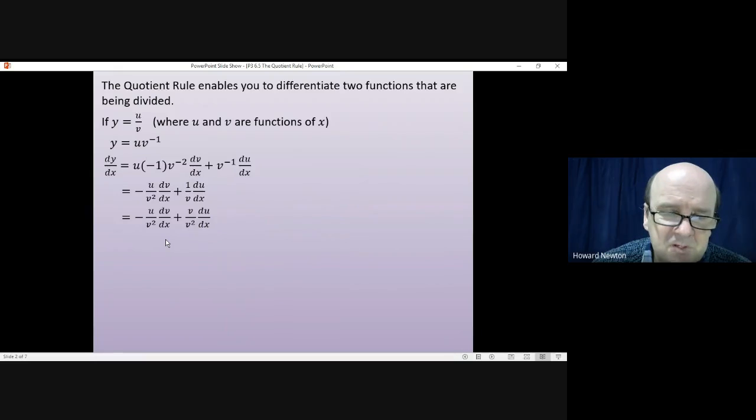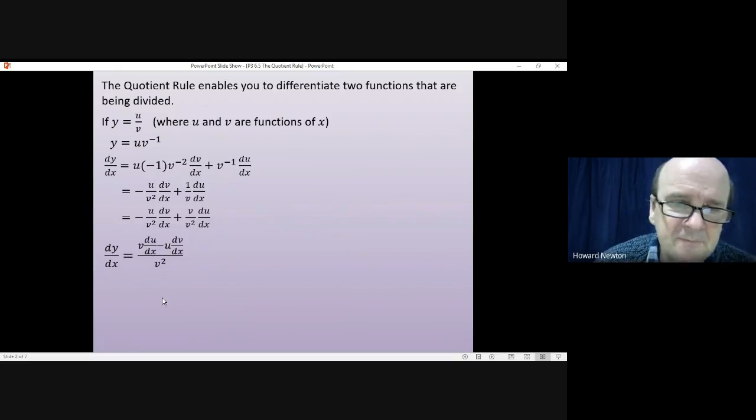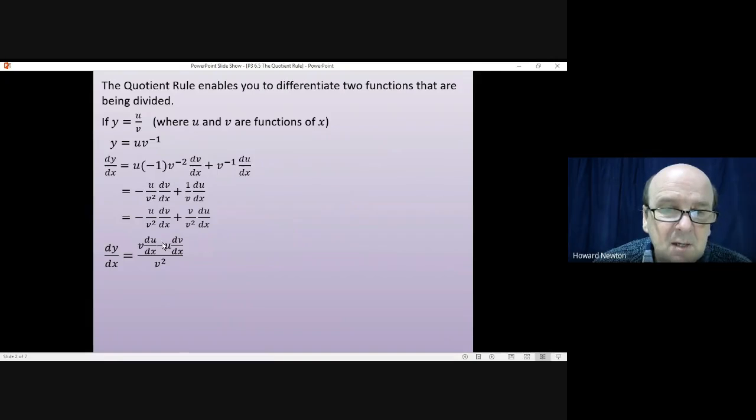So that simplifies to dy by dx is equal to v du by dx, writing this second term down first, take away u dv by dx, writing down the first term second, with the whole thing divided by v squared. Now that looks a little bit complicated, but in practice it's not too bad. You'll know what u is a function of x, you'll know what v is, you just need to work out everything and put it into the formula.